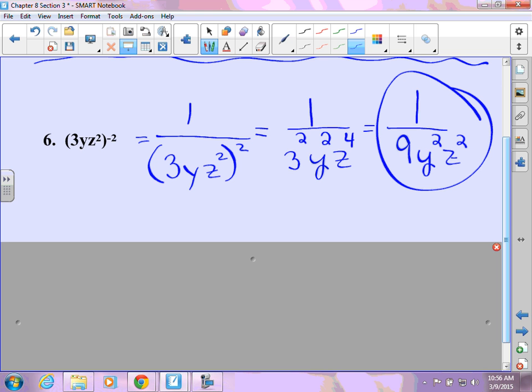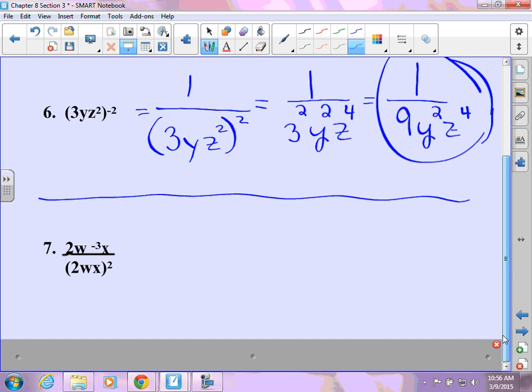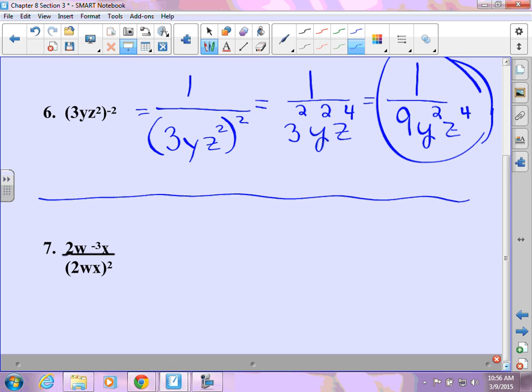Here's the next one. All right. Let's look at the numerator first. Does the 2 like where he's at? Yes. Does W to the negative 3 like where he's at? No, I'm going to put him down below, and I'm going to put him back a little bit, and you'll see why in just a minute. Does the X in the numerator like where he's at? Yes. Okay. Now, what about the denominator? Is it okay where it is? Yeah, so I'm going to leave it right where it was, because I'm just dealing with those negative exponents right now.